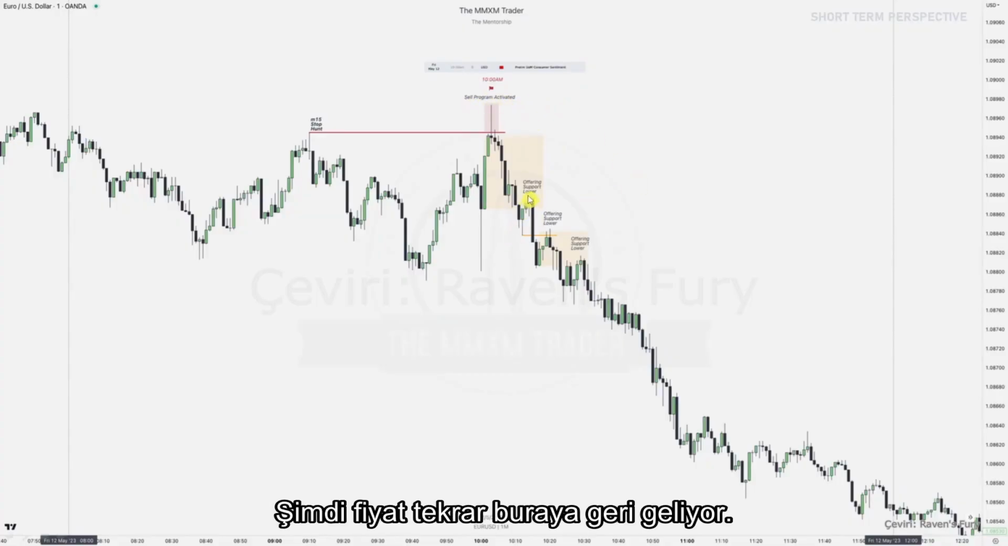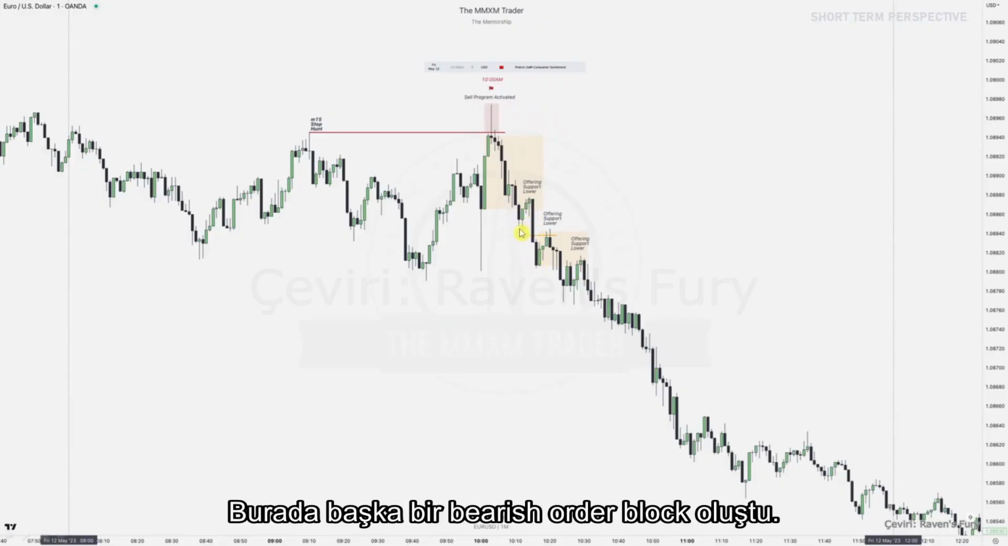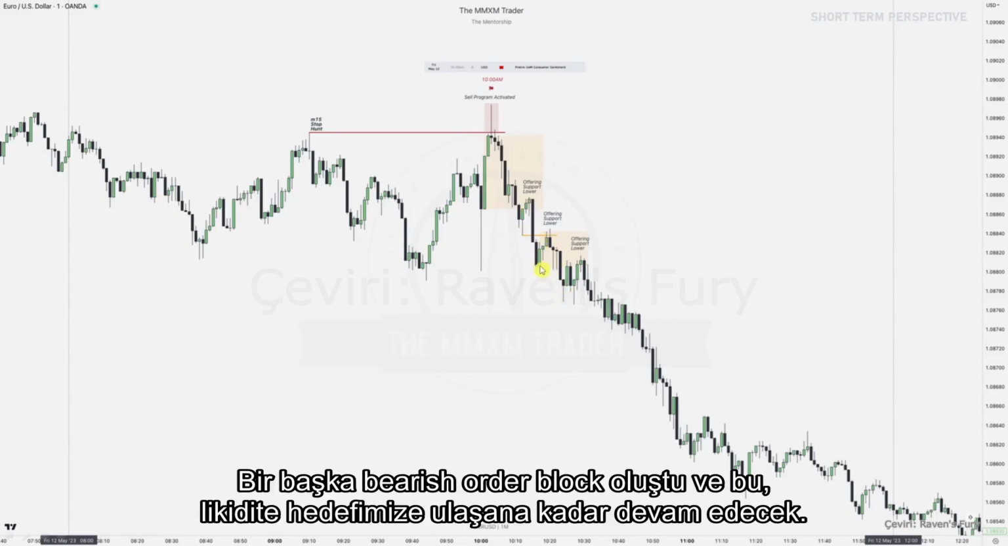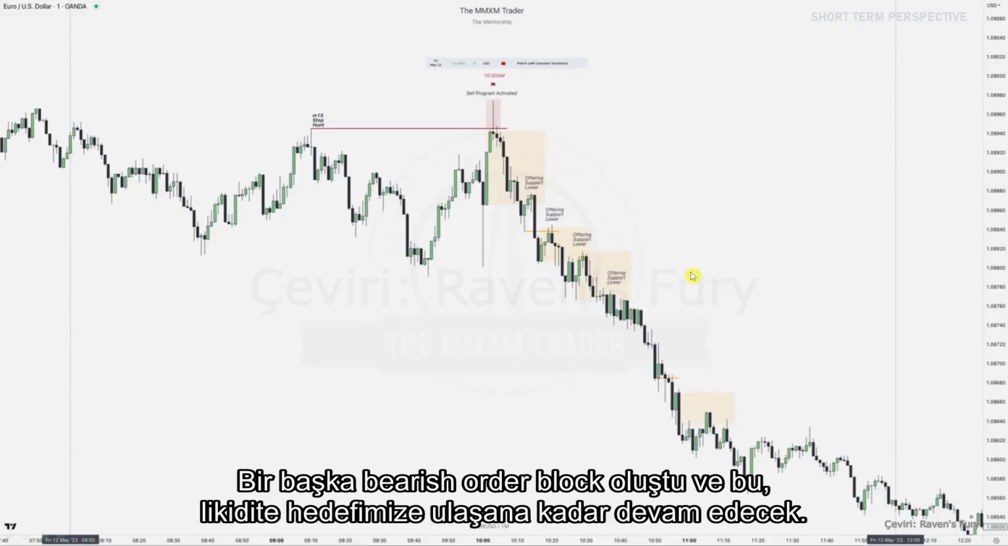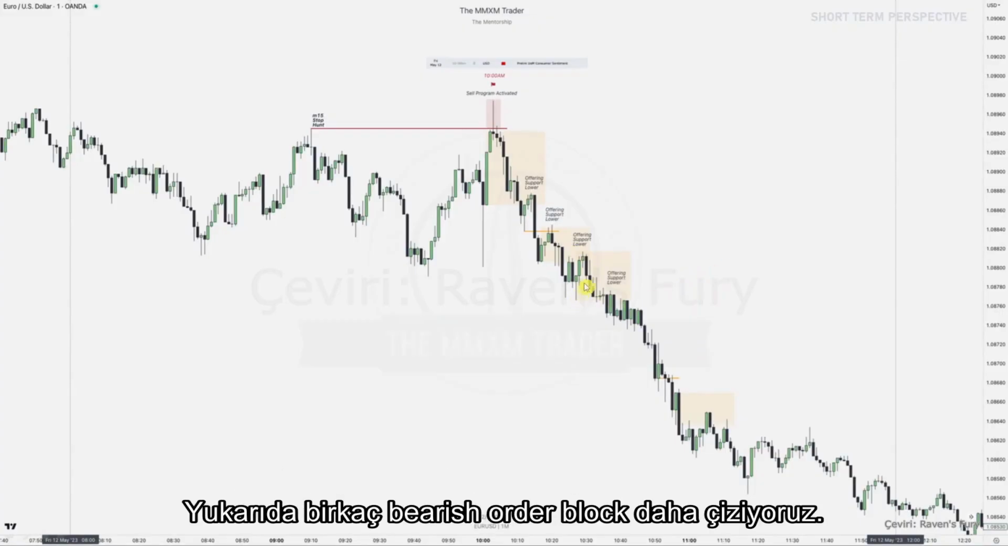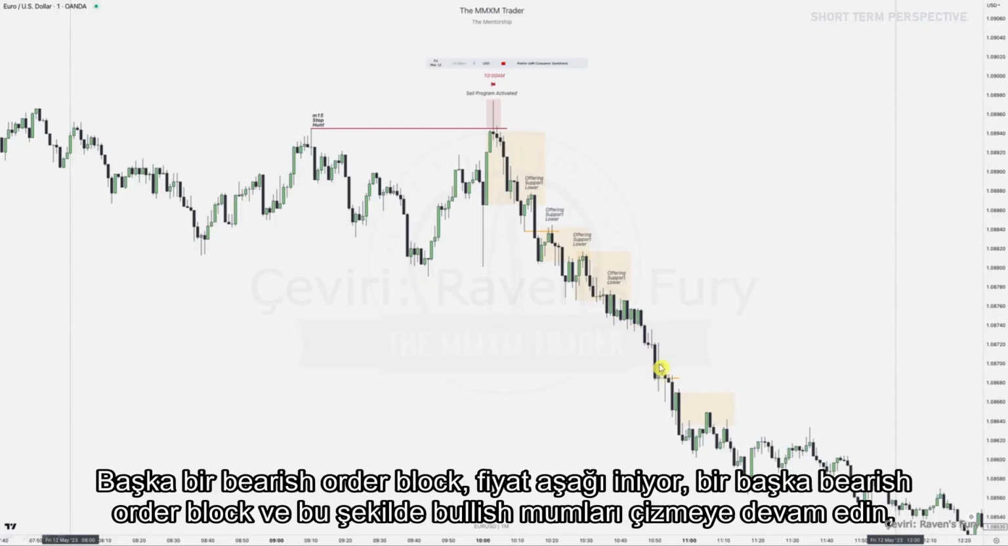Now price comes back into it again, turns down lower. We have another bearish order block formed over here. Price goes in it, trades down lower. We got another bearish order block formed, and this will continue on and on and on until we hit our drawn liquidity. Right, outlining a few more. Bearish order block up here, then price drives lower, another bearish order block, price drives lower, another bearish order block, and just keep outlining those bullish candles, right?